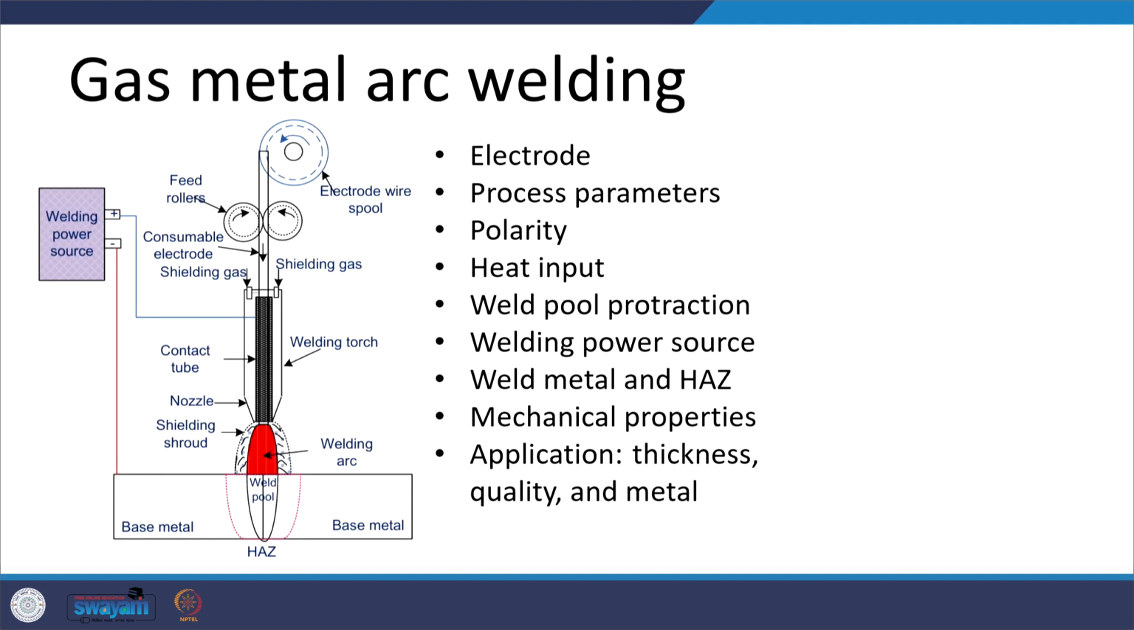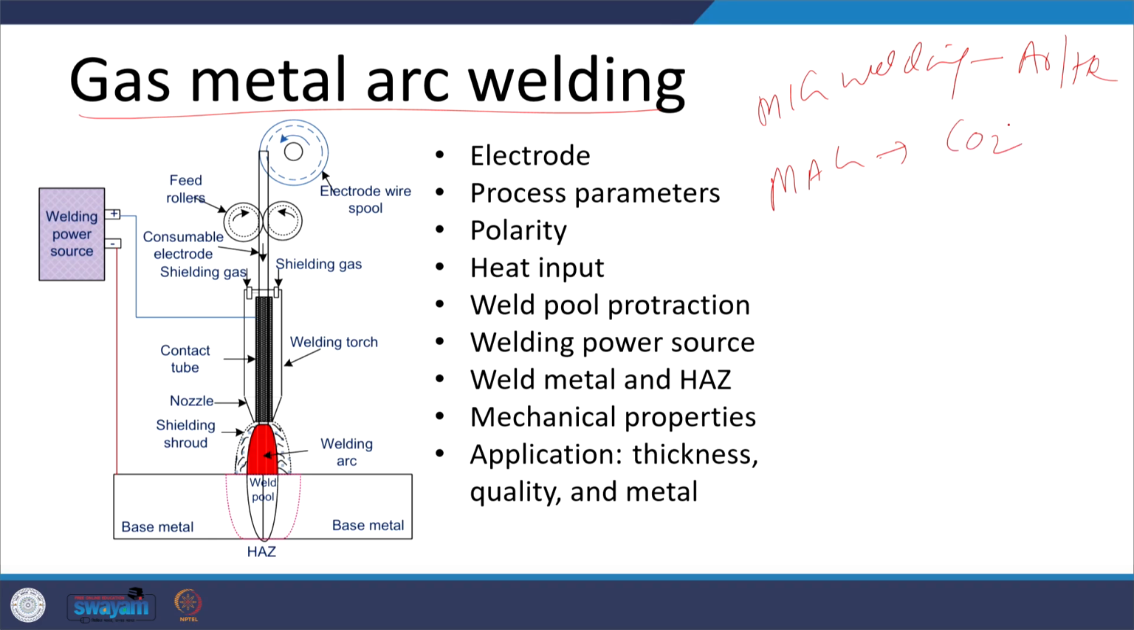Now, about the gas metal arc welding. This is also known as MIG welding when we use an inert gas like argon or helium, or it is known as MAG welding when we use CO2, okay, or mixed with other active gases. Okay. But both these categories can be clubbed under gas metal arc welding. This is the terminology used.